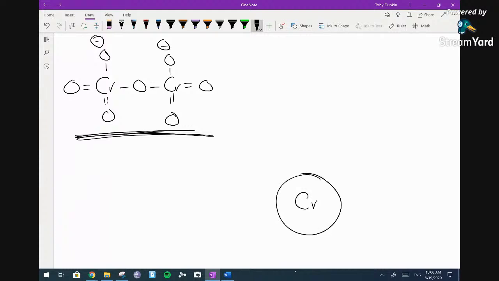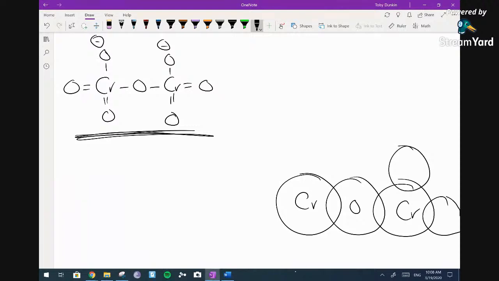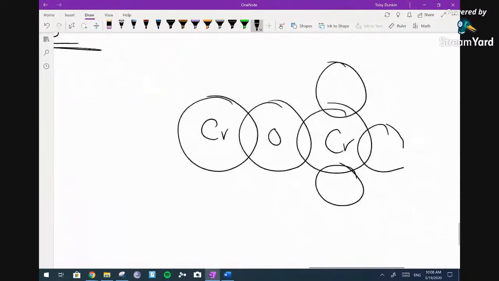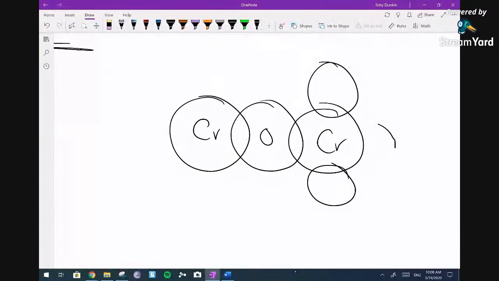So I'll zoom out because I wanted to keep it there.